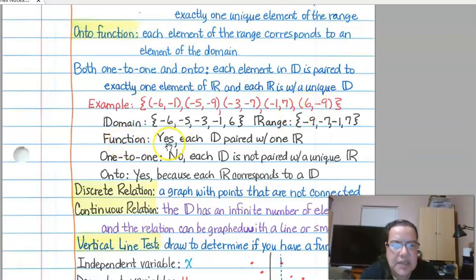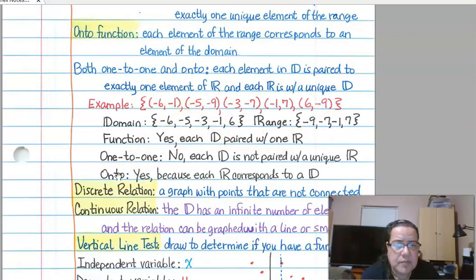So is it a function? Yes, it is, because each of the domain values, each of the x's, is paired with one of the y values. Now, is it one-to-one? Well, no, it isn't, because each domain value is not paired with a different range value. We're missing some kind of number over here, because we don't have enough numbers to pair up with all these domain values.